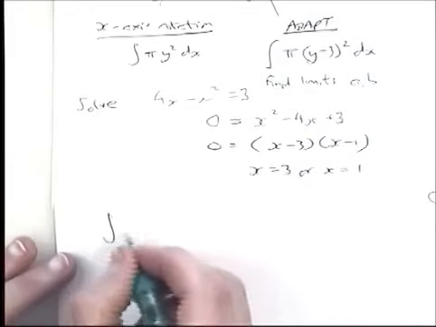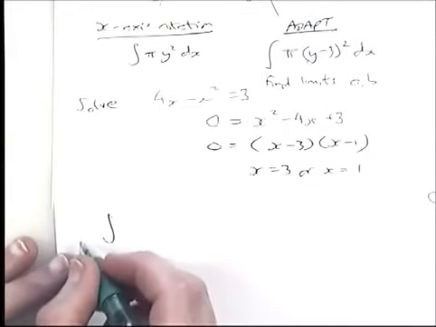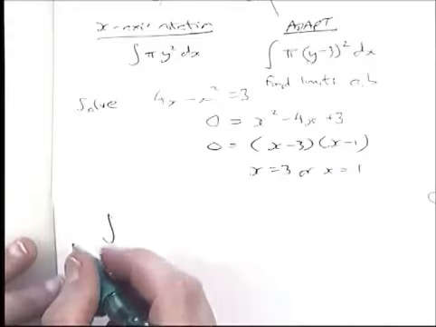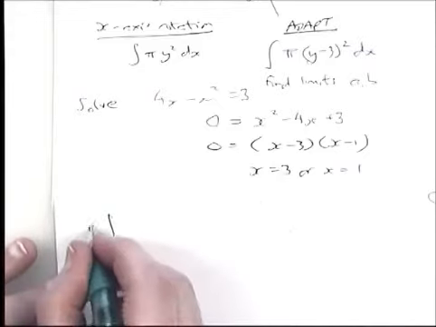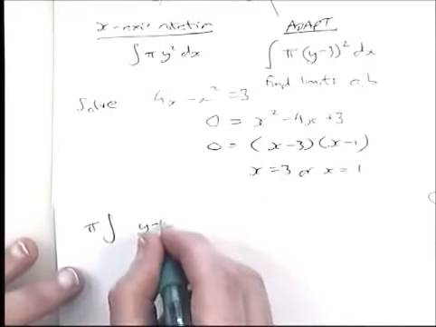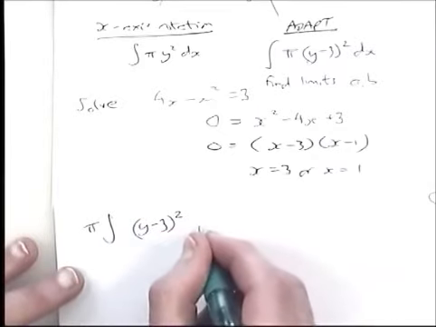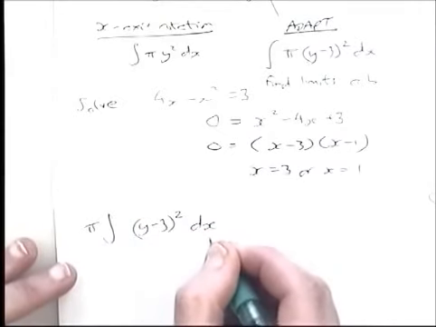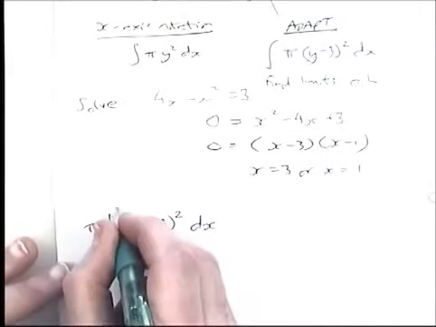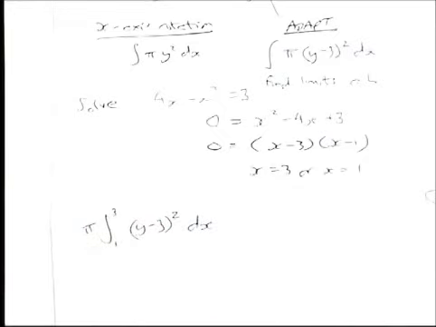We've got the limits. What we need to do is, and why do I always take out the front? Just makes it easier. It's a number, it's a multiplier. Take it out the front. Y minus 3 all squared, integrating it with respect to x between 1 and 3.